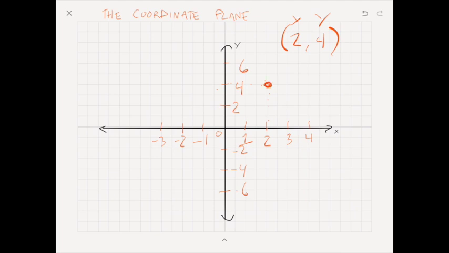You could also see points with negative values. Let's say we had (-3, 2). -3 on the x-axis, x comes first, is going to be here. 2 on the y-axis is here. And I'd plot that point at their intersection, there. And that's basically all there is to it. That's what we'll be using to plot points that we calculate with our equations.